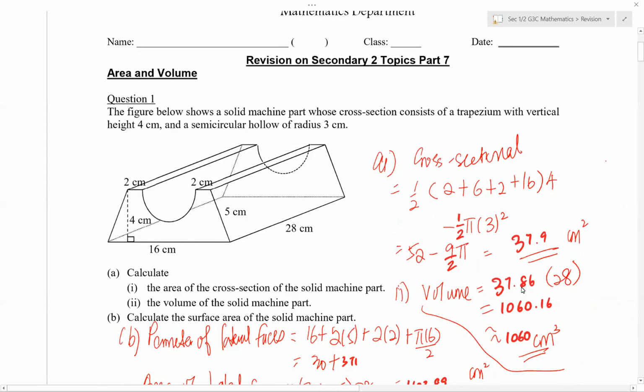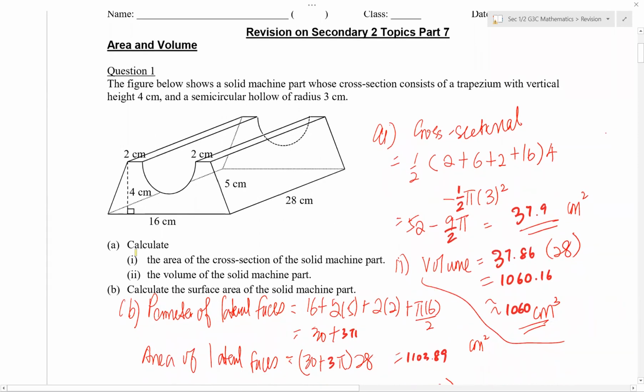Okay, so the answers were also provided for this, so you should have been able to check your answers. Now, question 1. Part A, part 1. Cross-section of the solid machine part. Cross-section being this region.